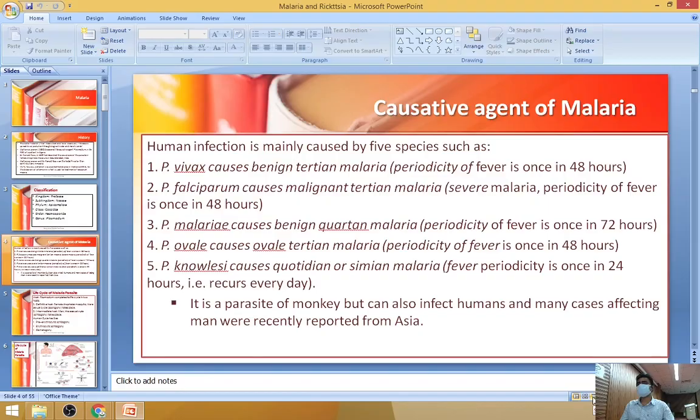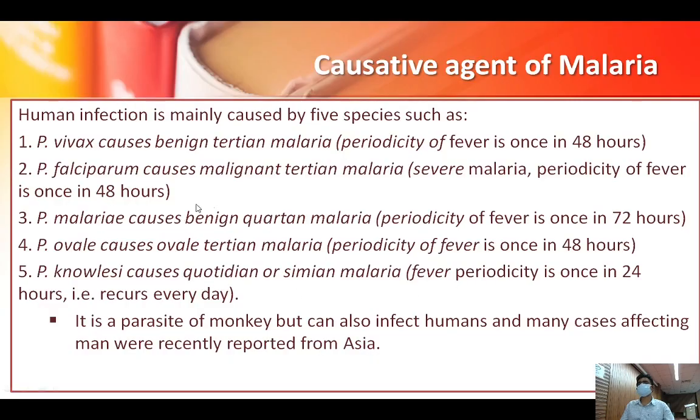Then there is Plasmodium falciparum. This is the one responsible for most of the very severe malaria, so it is known as malignant. Benign is because it does not usually cause very serious disease. Malignant is because it usually causes a very severe disease.